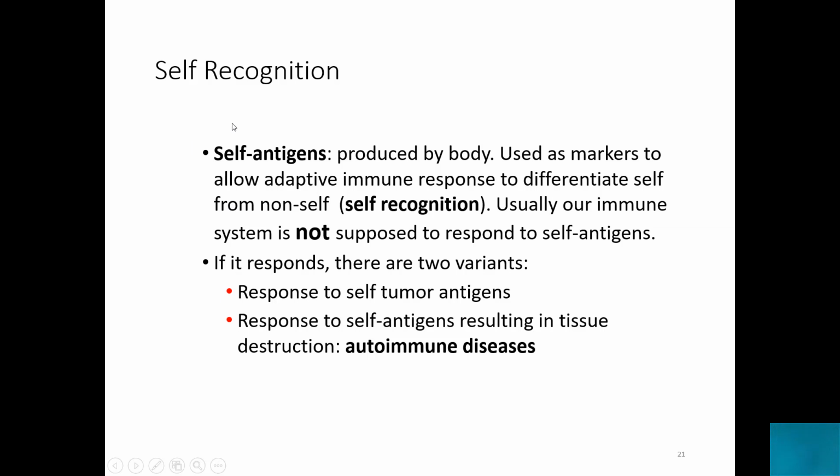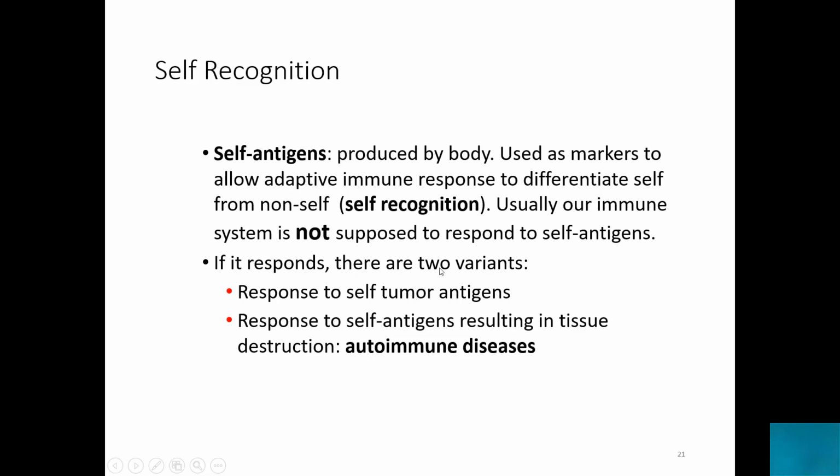Finally, there are also self-antigens. They are produced by the body, and our immune system reacts to them. They are used as markers to allow the adaptive immune response to differentiate self from non-self, self-recognition. And usually, our immune system is not supposed to respond to self-antigens. But it still can happen.